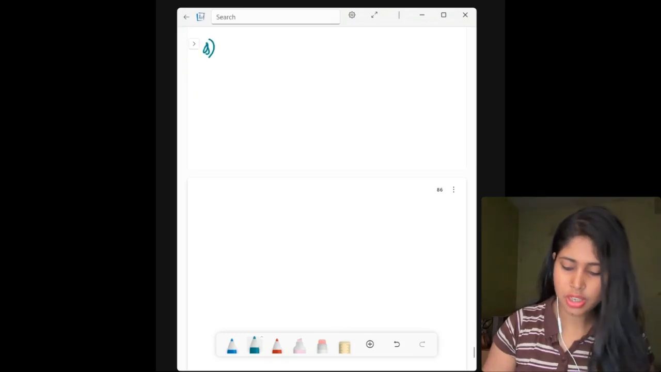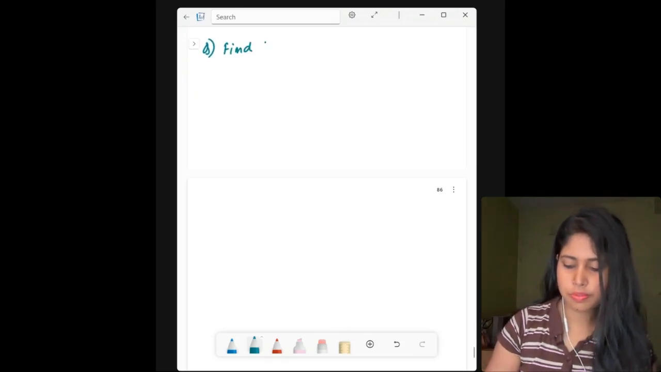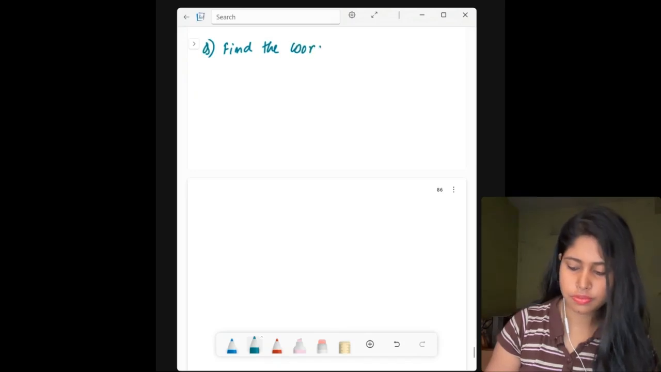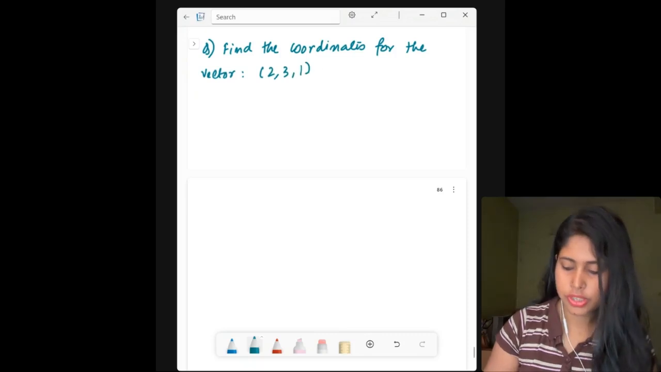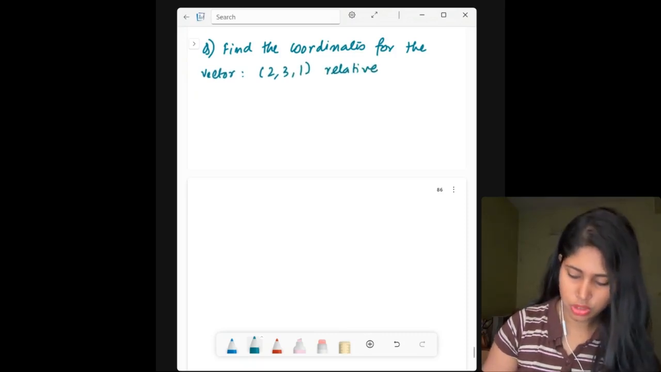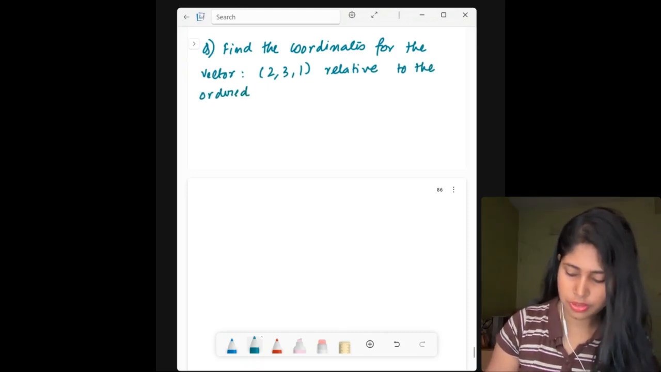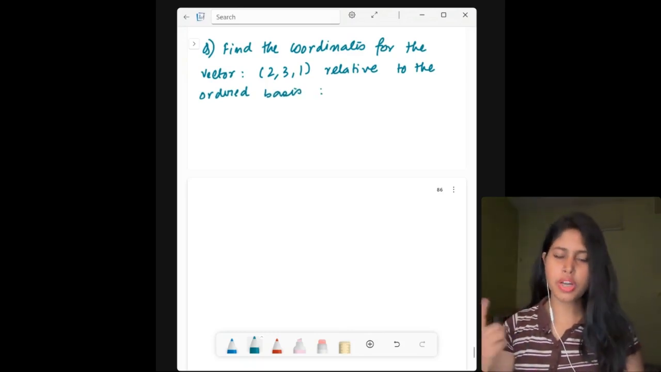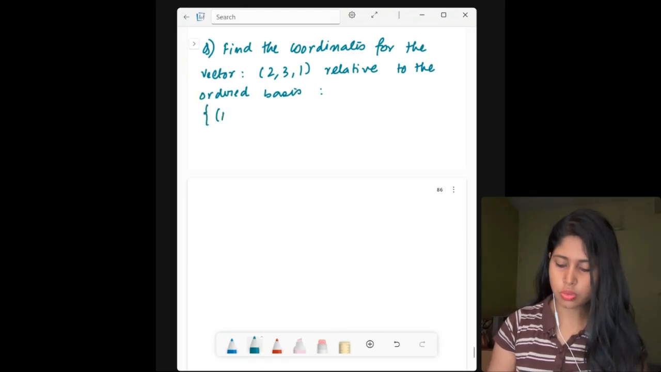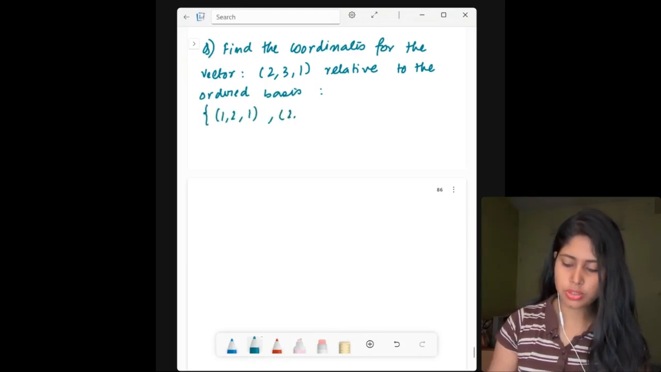The question is: find the coordinates for the vector (2, 3, 1) relative to the ordered basis. Now what is the ordered basis which we have got? It is (1, 2, 1), (2, 1, 1) and (1, 1, 2).